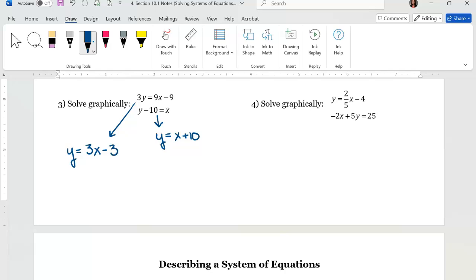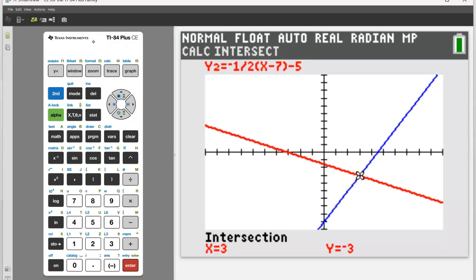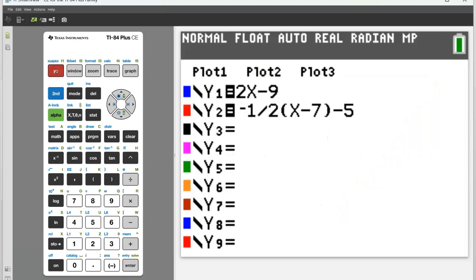All right, so go back to your calculator. I'm going to go back to y equals. I'm going to clear these 2 out. And I'm going to find an intersection here, 3x. Remember which button you're using there for the x. 3x minus 3, and then x plus 10.